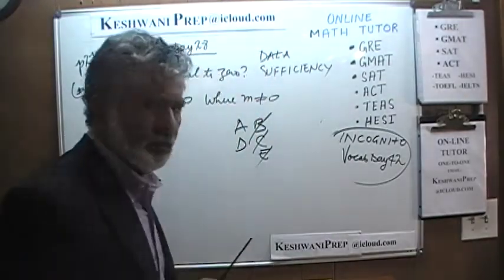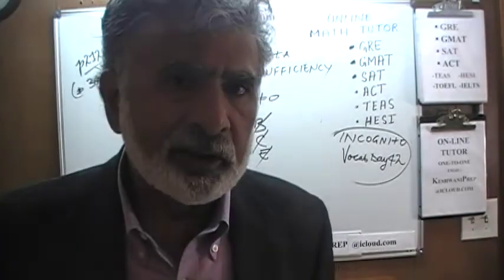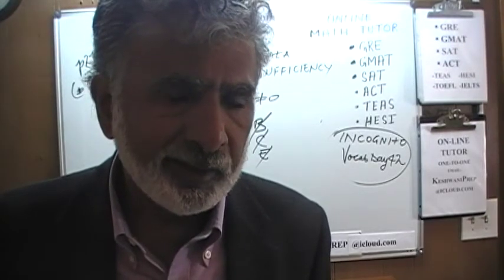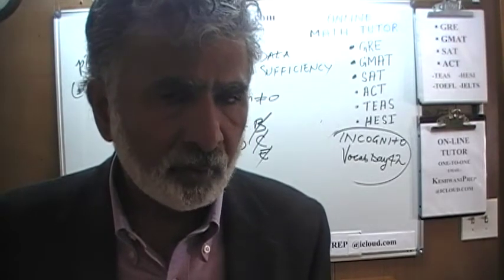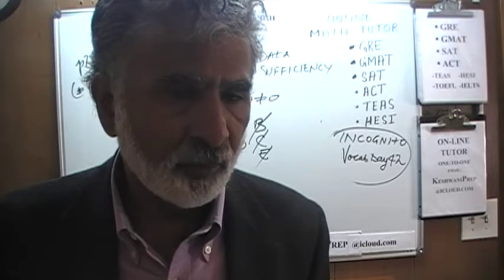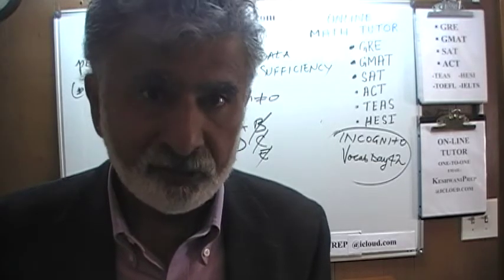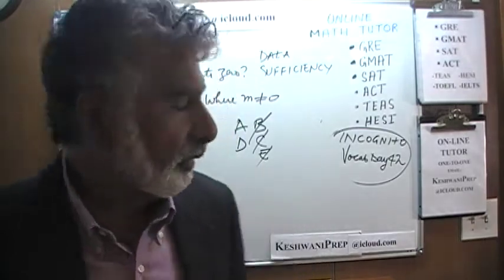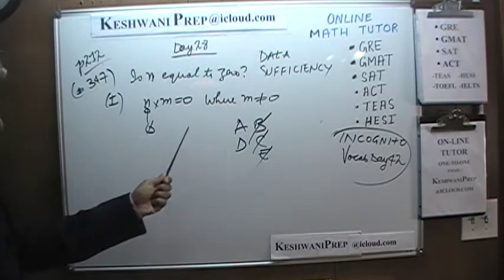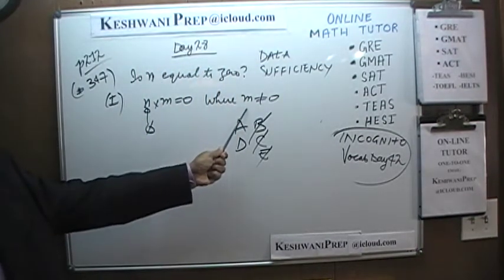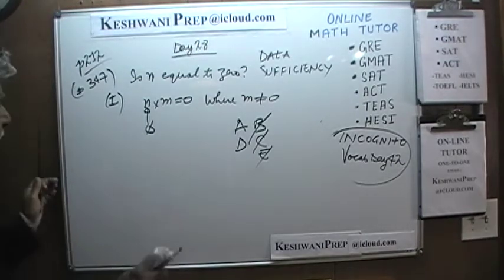If the product of two numbers is 0, there are only three possibilities. If the product of A and B is 0, then one is that both A and B are 0, or A is 0, or B is 0. Here they are not both 0, because we are told that m is not equal to 0. That means n must be 0.